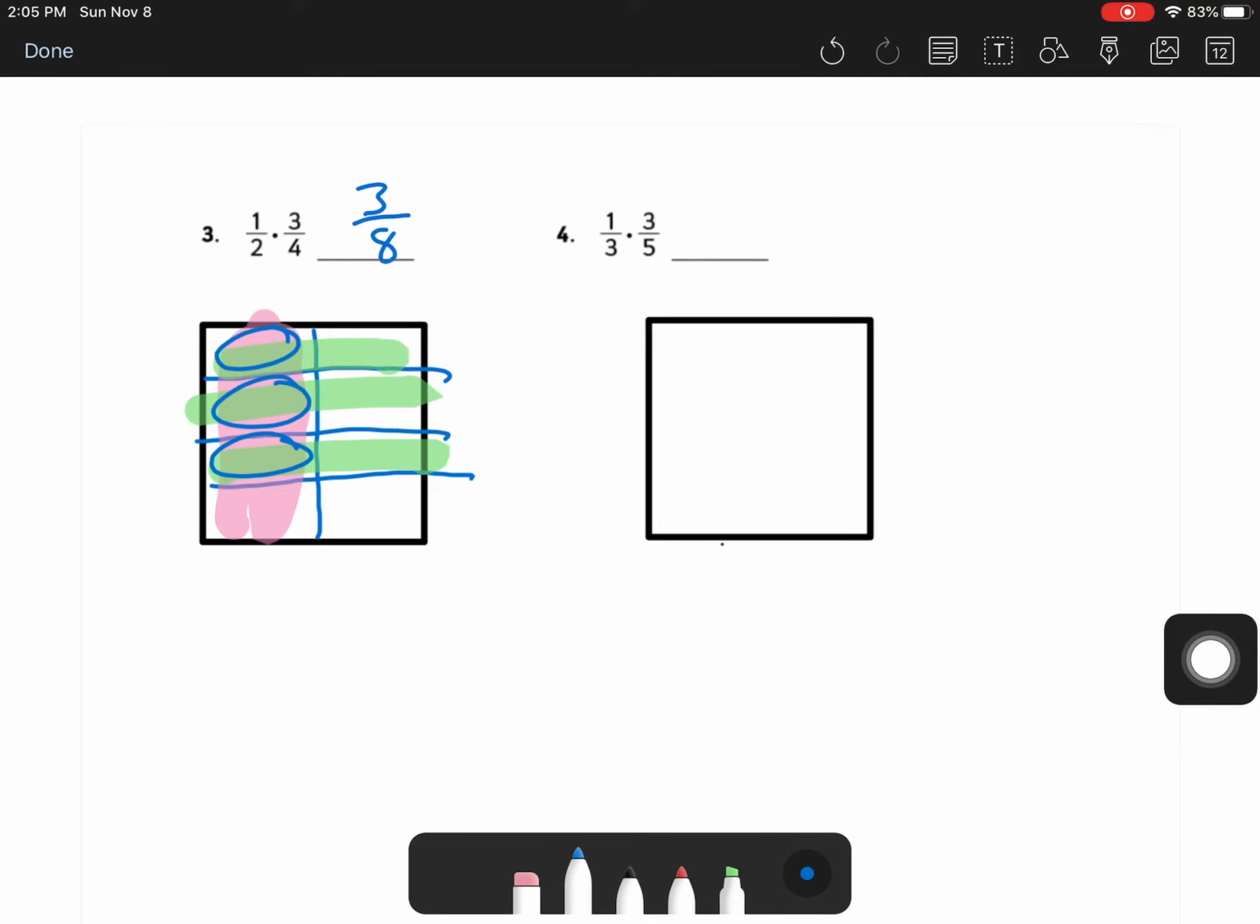Okay, another area model, so we've got 1/3 times 3/5. If I go thirds this way, and if I go fifths the other way, I'll have to do fifths.